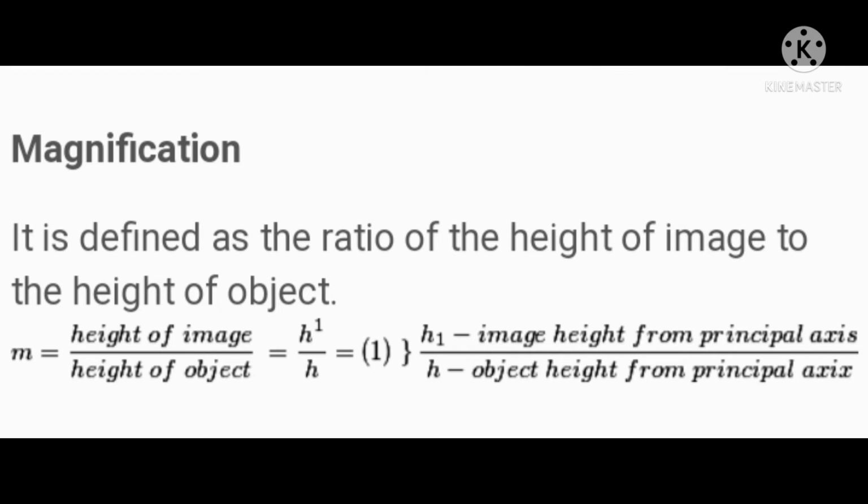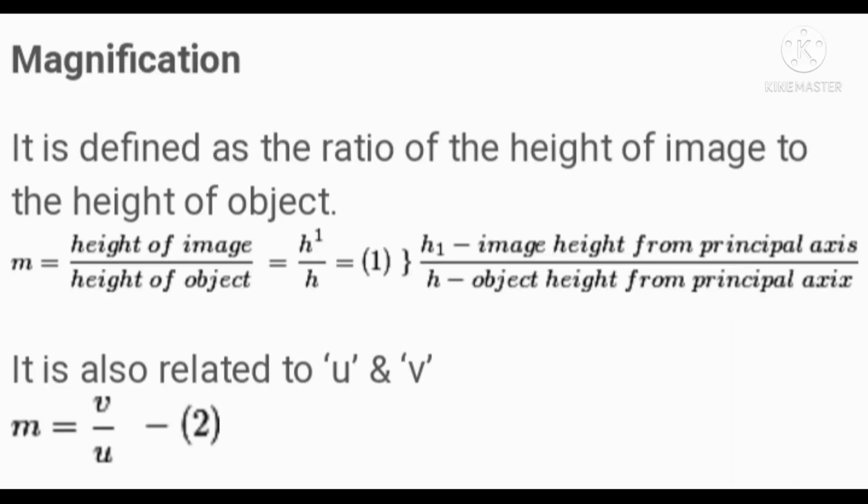You just write down, okay, in the symbol form, just give this as equation 1. Clear? Now here h dash is equal to image height from principal axis and h is the object height from principal axis. Clear? Now it is also related to u and v. So we can write small letter m is equal to v by u. Clear? In terms of u and v we are writing. Just give this as equation 2.